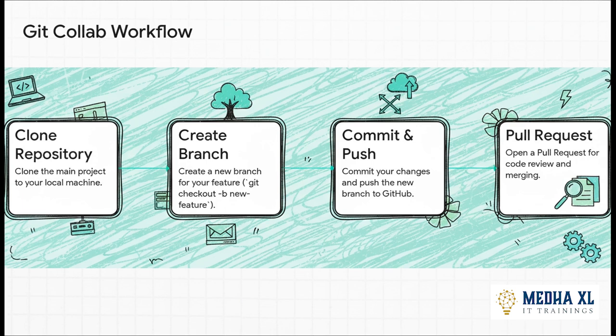Instead of everyone just pushing changes to the main codebase, which would be chaos, you create a separate new branch for every feature you work on. Once you're done with your changes, you open something called a pull request. This is the magic part. It's where your teammates can review your code, offer suggestions, and catch potential bugs before it gets merged into the main project. This is so crucial for maintaining high-quality code.